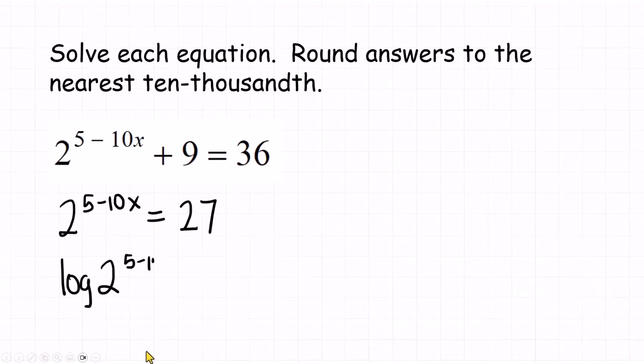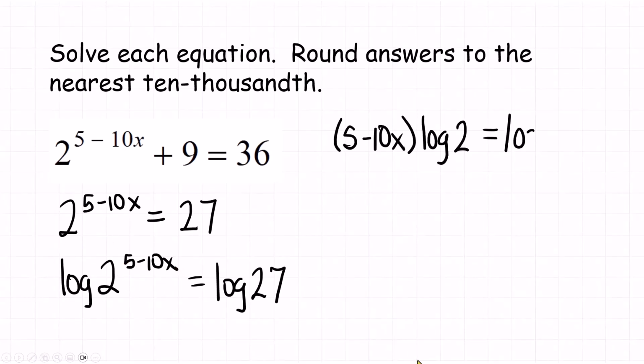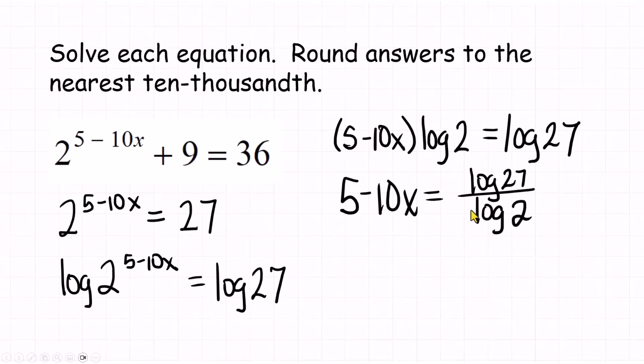So if I do log of both sides, I didn't do anything. I just wrote the log in front of each one of these numbers. But now we get to use that power property and pull that exponent out and put it in the front. We need to divide both sides by log 2 to get that out of there. And we will have 5 minus 10x equals this.